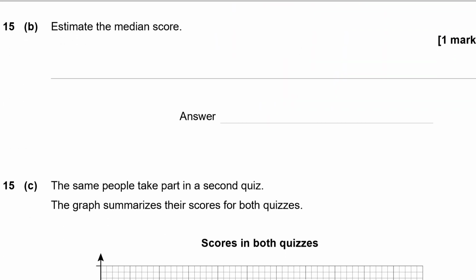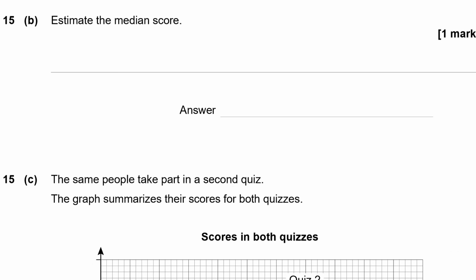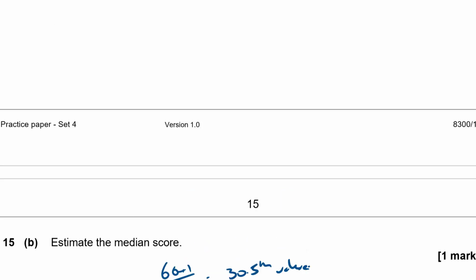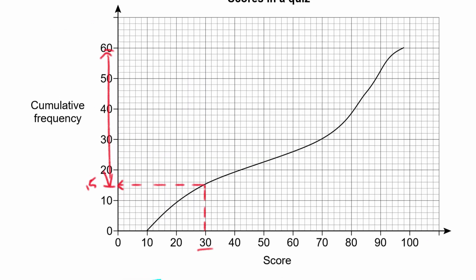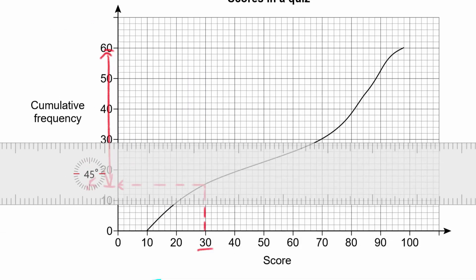Okay, part B. Estimate the median score. Okay, now the median score is at the halfway point. If you've got 60 people, then the median is going to be 60 plus 1 over 2. It's the 30.5 value, which we can read off from our graph again. So coming back to our graph, we need to read across from, well, 30.5, but I might as well just read across from 30.